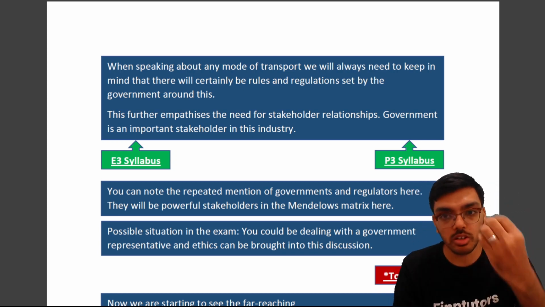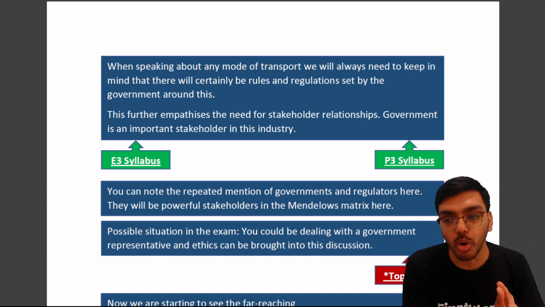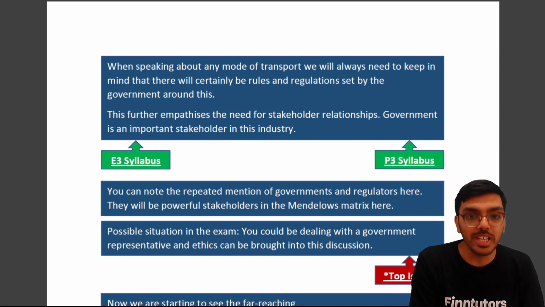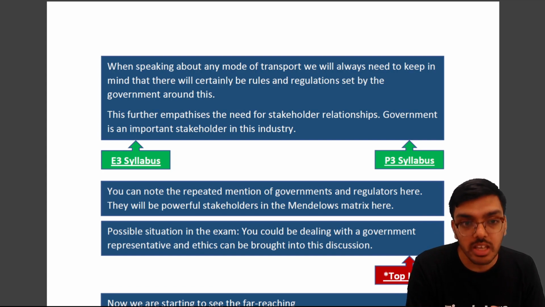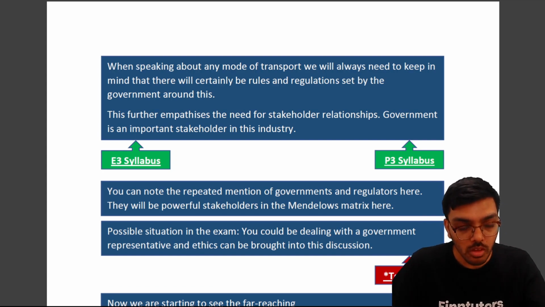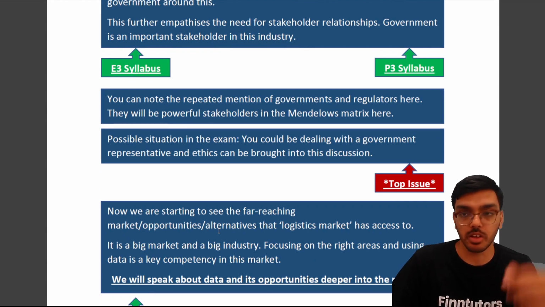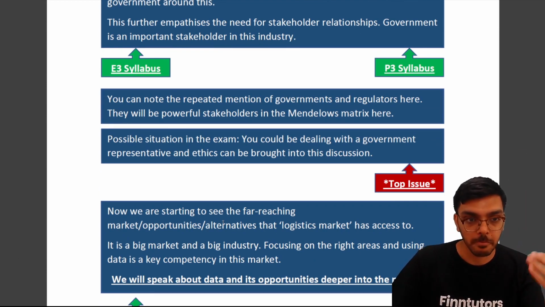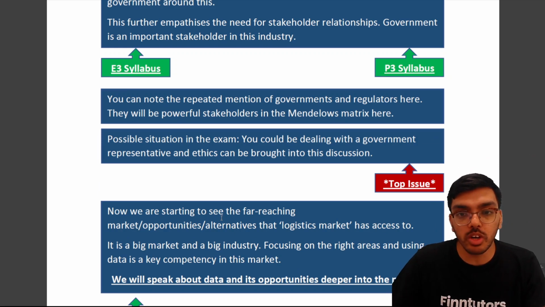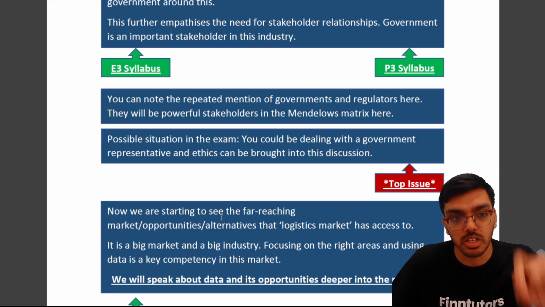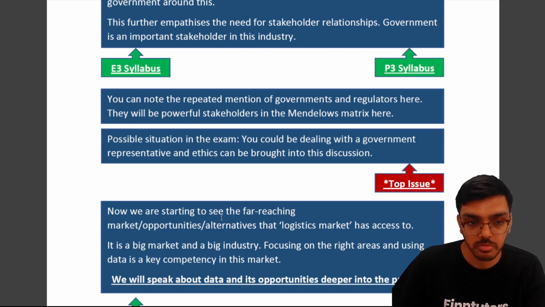Stakeholder management, relationship management becomes important in this industry, which is part of your E3 syllabus. You can note that there is a repeated mention of governments and regulators here throughout the pre-seen so far. They will be powerful stakeholders in the Mendelow's matrix here, stakeholder management.